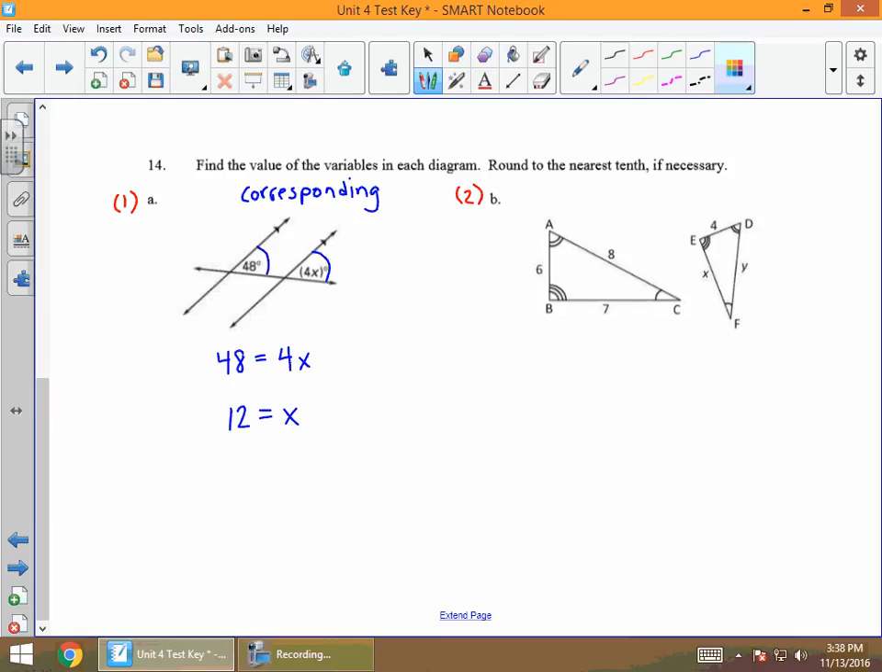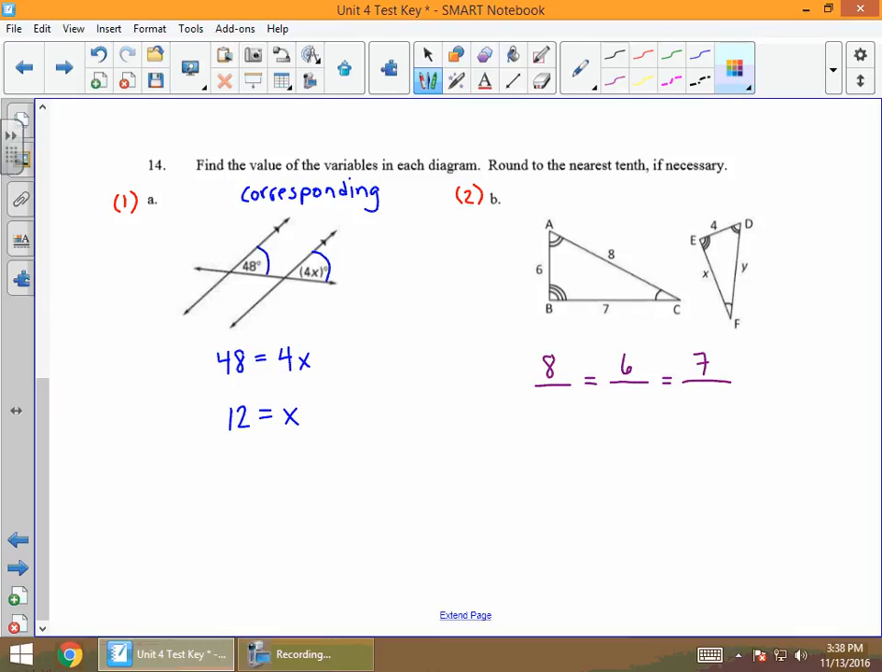And then in part B, I have two triangles that are of different sizes but the same shape. So using the angle-angle similarity, you can see that these two triangles are similar to one another. So that means their sides must be proportional. So I'll set up a nice little proportion down here. This first triangle, we have an 8, a 6, and a 7.